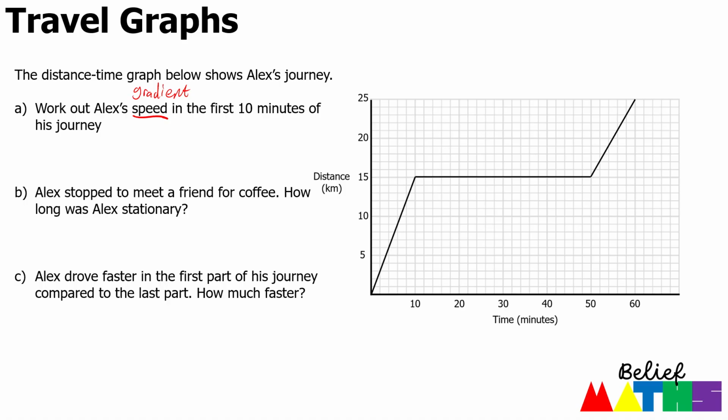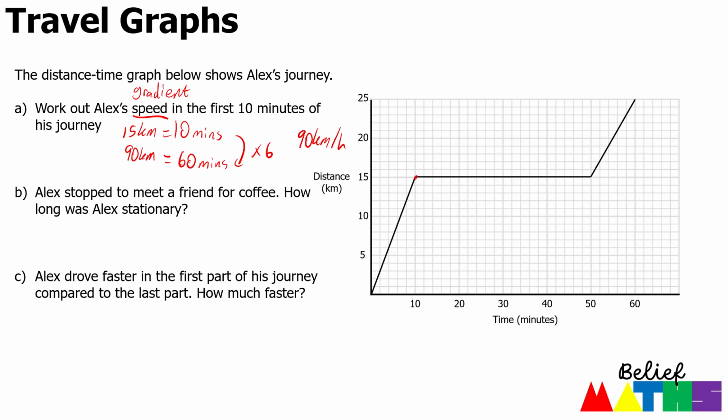Now naturally we want our speed in kilometers per hour rather than kilometers per minute. So we can work this out like we did before with speed. In the first 10 minutes he's travelled 15 kilometers. And remember, kilometers per hour means we want to get to 60 minutes, so we just multiply that by 6. And 15 times 6 gives us 90. So our answer then is 90 kilometers per hour, and that would be our speed for the first 10 minutes.